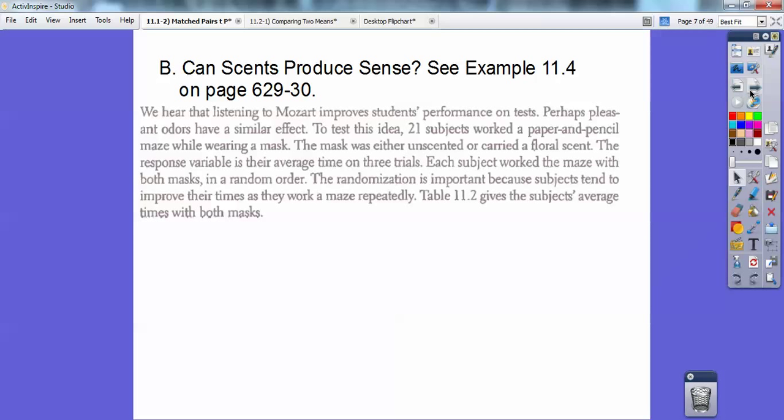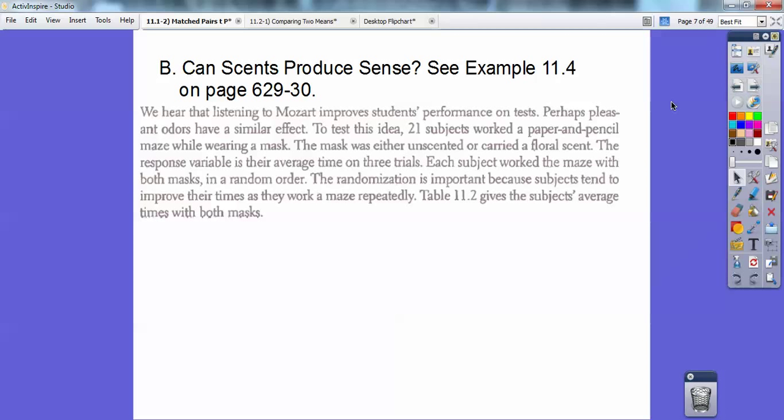Okay, notice it doesn't say anything about an SRS right there. That's important. Okay, so the mask was either unscented or carried a floral scent. The response variable is their average time on the three trials. Each subject worked the maze with both masks in random order. The randomization is important because subjects tend to improve their times as they work on a maze repeatedly.